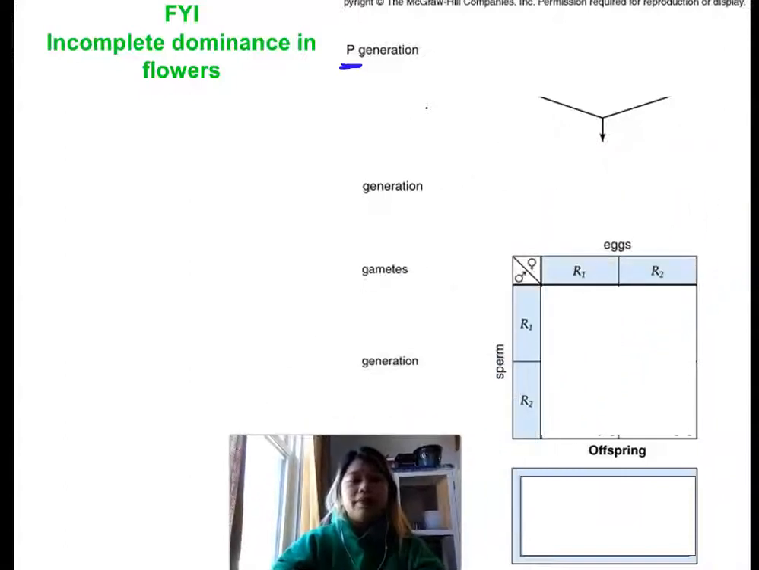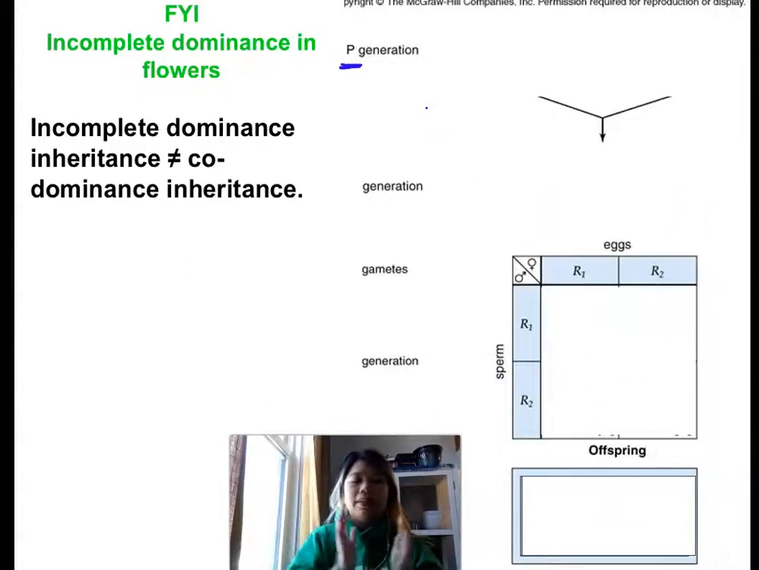The next little bit, first thing I want to make note of is that something that's known as incomplete dominance is not the same thing as codominance. Before, you saw dominant versus recessive traits: if you have at least one allele that's dominant, you're going to see that phenotype in the individual. This is now a little different.